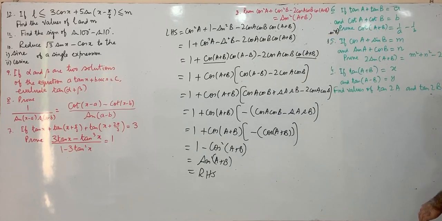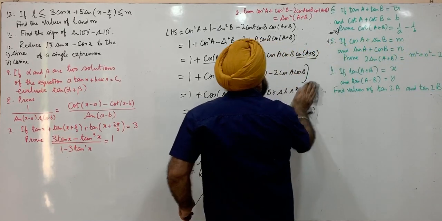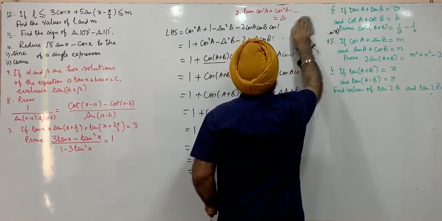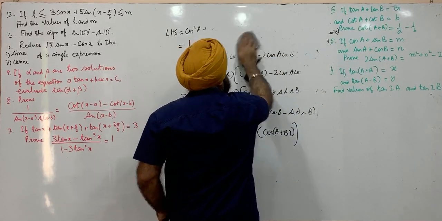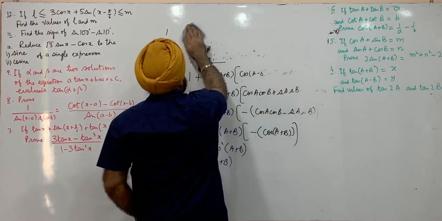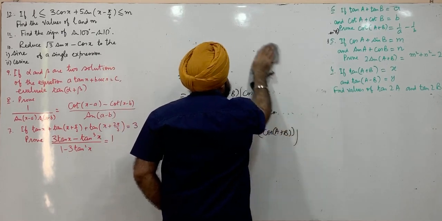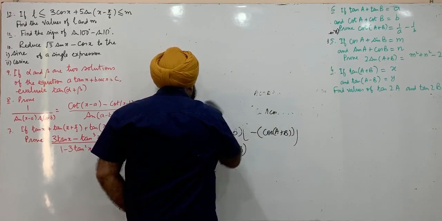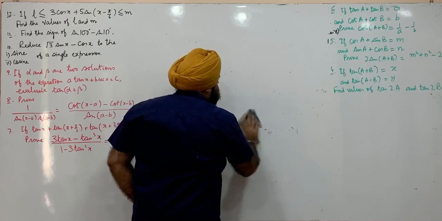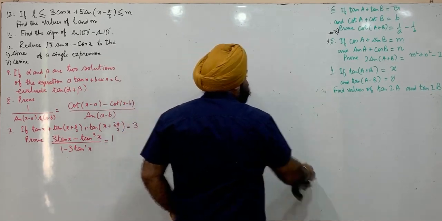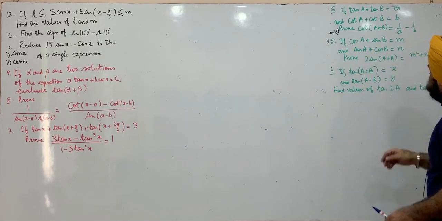Fourth question. We are given tan a plus b is x, tan a minus b is y. We have to find the value of tan of 2a and tan of 2b. So here the constituent angles are given as a plus b and a minus b. Using these constituent angles, we have to write the compound angles, that is 2a and 2b.